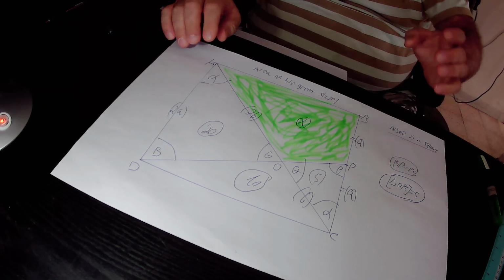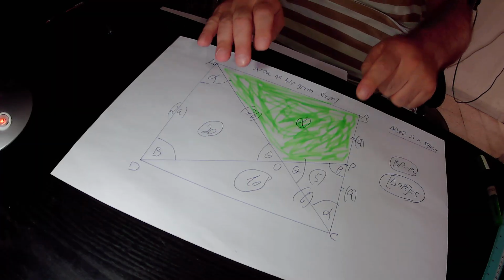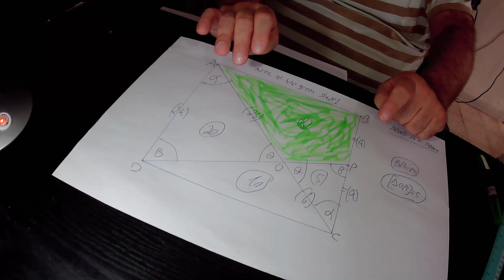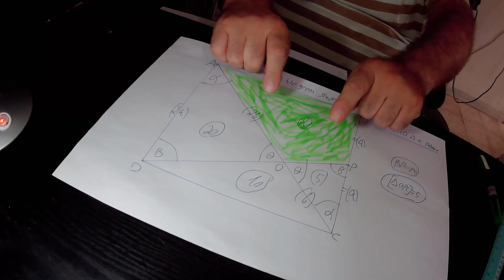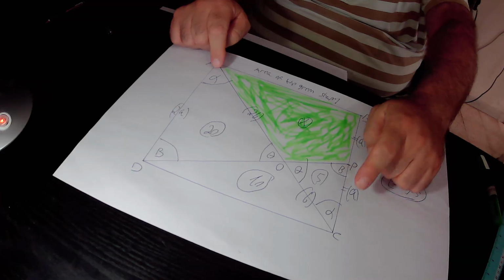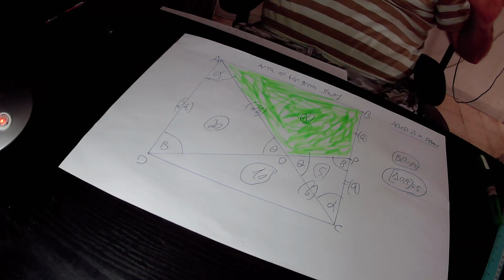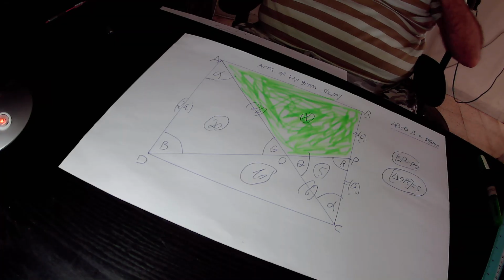So in total, we find that those two triangles are similar to each other according to the angle similarity rule. That is to say, in both triangles we have angle theta, in both triangles we have angle alpha, and in both triangles we have angle beta. Therefore, those two triangles are similar to each other according to the angle similarity rule.